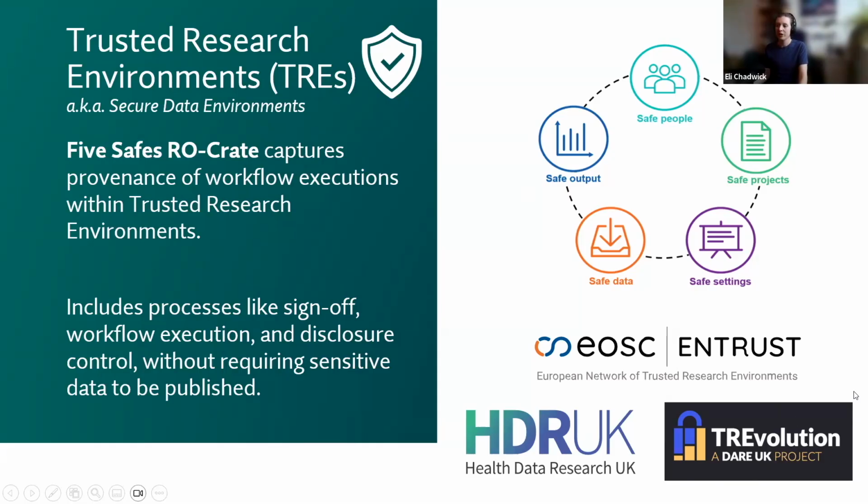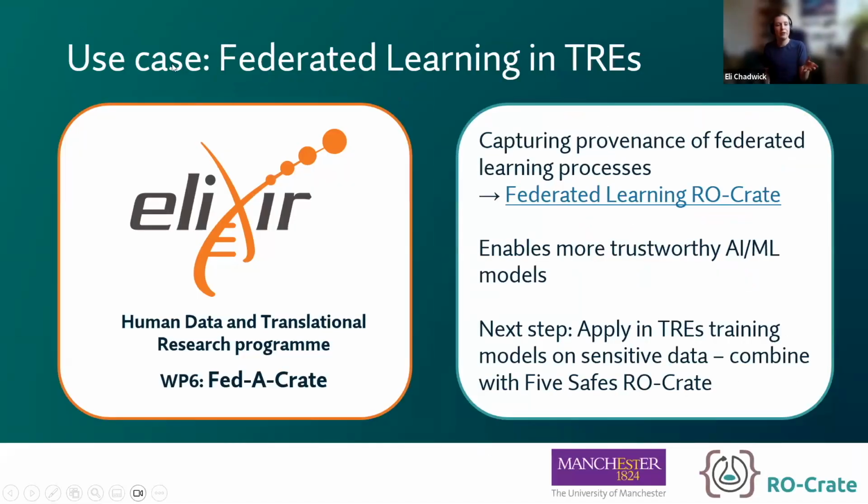We're working on this a lot in the UK at the moment with these projects HDR-UK and Truevolution, but then also in a European context with the Entrust project, which is trying to network different trusted research environments within Europe together. And there's also a use case for this within ELIXIR, within the Human Data and Translational Research Program. There's a work package which we call FedA-Crate. And this is all about, we want to do federated learning within a trusted research environment. So train a model on sensitive data and publish the model without publishing the data, and capturing information about the provenance of those kinds of machine learning training processes.